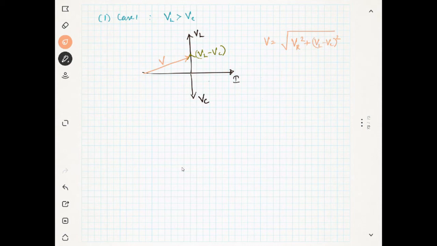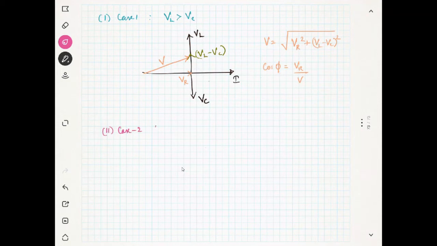And what is the power factor? Cosine of phi will be VR by V. It's very simple. Now we will see what is my case 2.